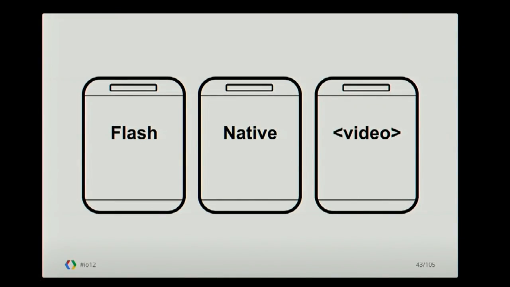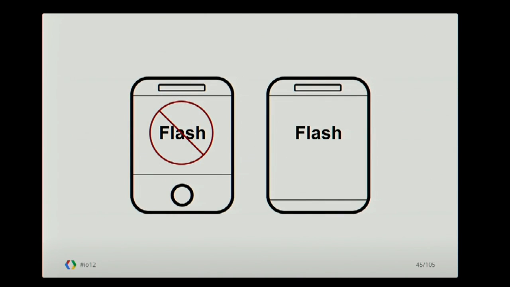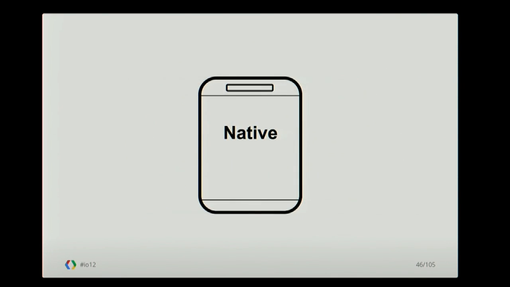Well, there are a couple of technologies we can use on mobile. There's Flash, we can do native stuff, and we can use HTML5 video. Now, Flash on the desktop sort of equals Flash on the phone. You don't have to make too many changes. It's going to work. But the problem is you don't get Flash everywhere. Some devices don't support it. Certainly iOS is a good example of that, and Android. Newer versions of Android don't have Flash. So we kind of threw that out.